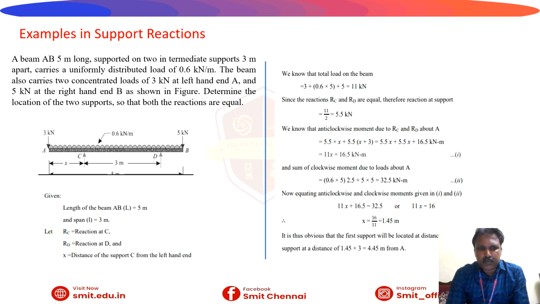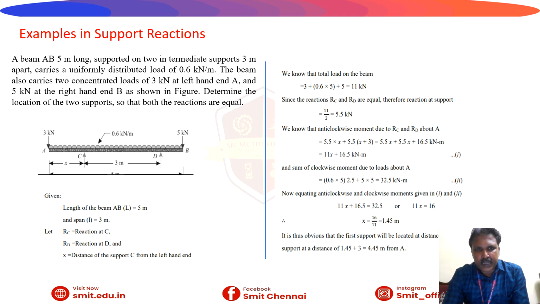Then the next is the same kind of problem, again taken for your understanding purpose. That is support reactions. We have the beam AB, 5 meters long, supported on 2 intermediate supports 3 meters apart, with a uniformly distributed load of 0.6 kilonewton per meter. The beam also carries 2 concentrated loads, 3 kilonewton at the left end A and 5 kilonewton at the right end B, as shown in the figure below. Determine the locations of the 2 supports so that both the reactions are equal.